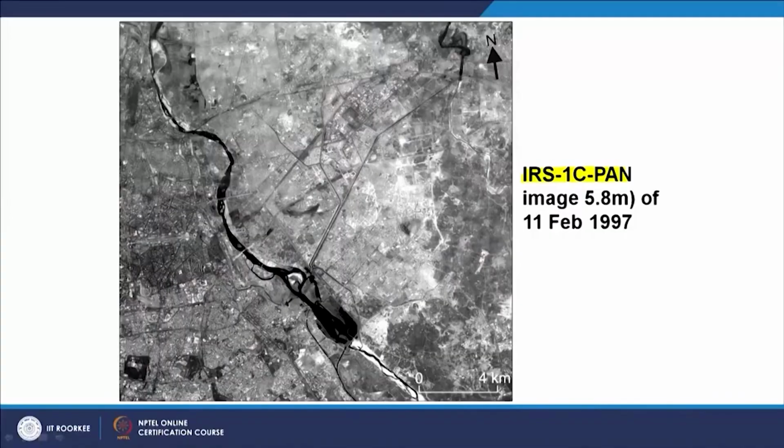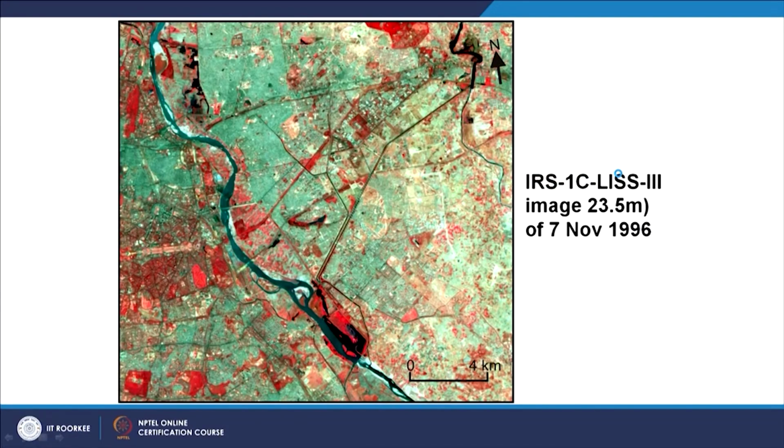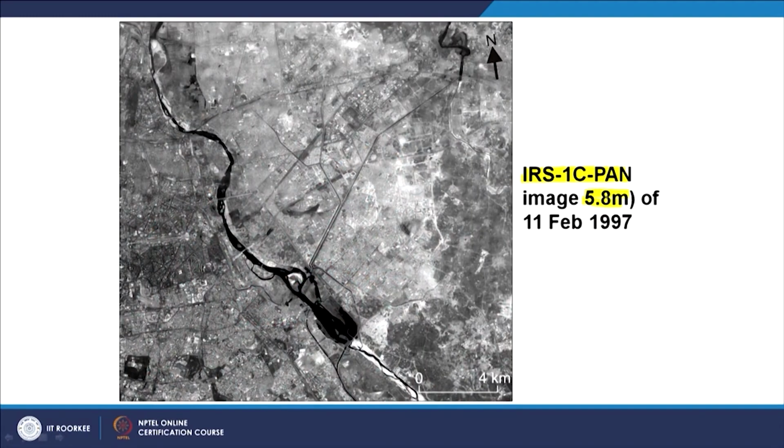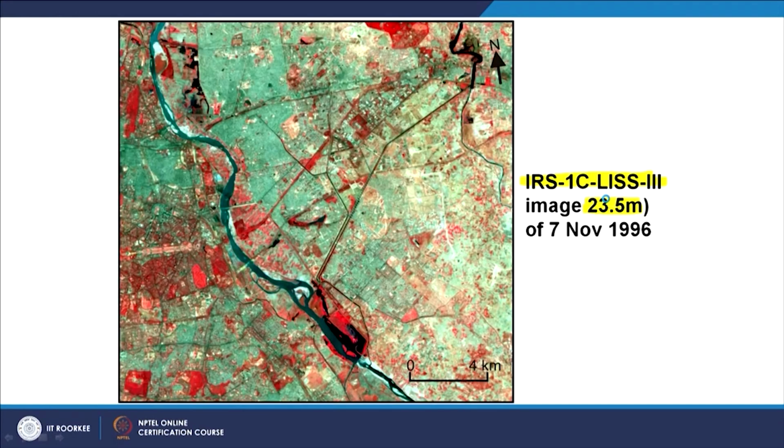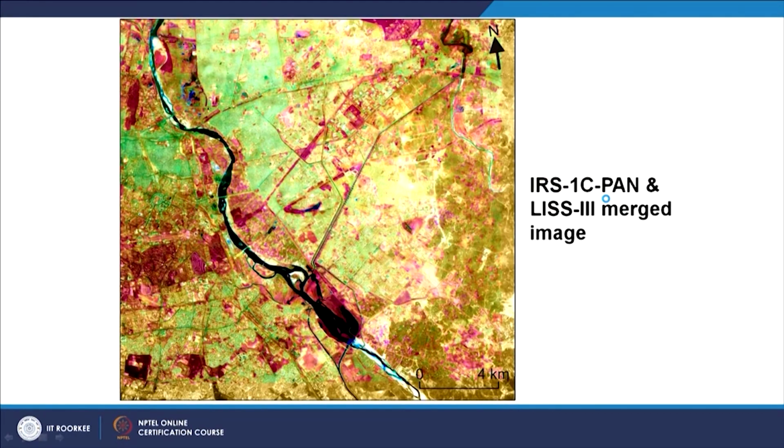Now this is our input pan image, which you can see here, and this is our LISS 3 image, which is of course a false color composite or colored image. This has 23.5 meter resolution, and this has 5.8 meter resolution. So by following this flow chart or methodology, we can merge these two images into a new product. Now this product bears high spatial resolution as well as colors. At this zoom level, you may not see the advantages of merged images.